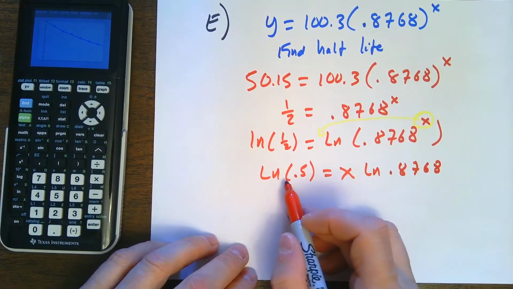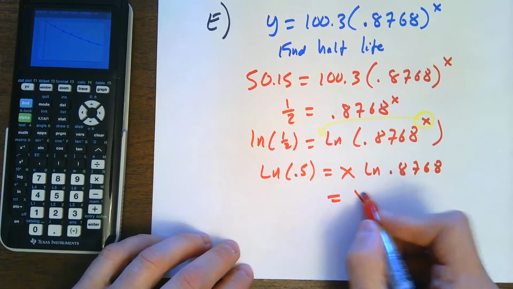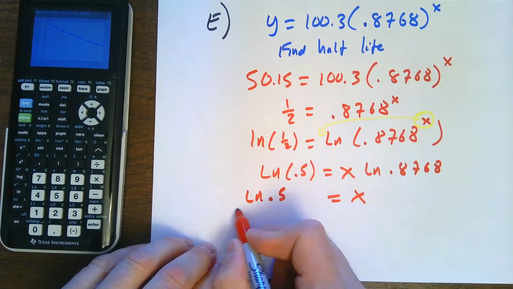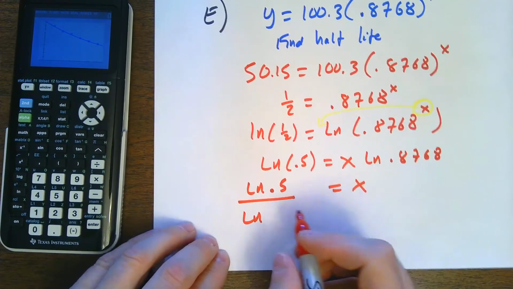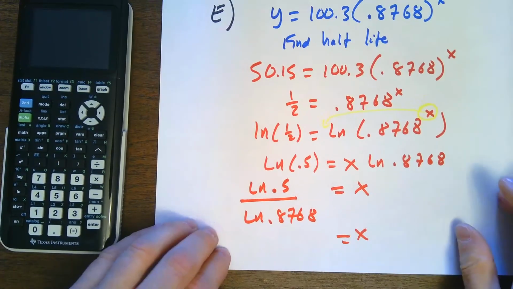We can do it on the calculator in a minute. The natural log of 0.8768, that's just some number. I'm going to divide both sides by that number. And I'm going to get the natural log of 0.5 divided by the natural log of 0.8768. That's going to be my half-life.